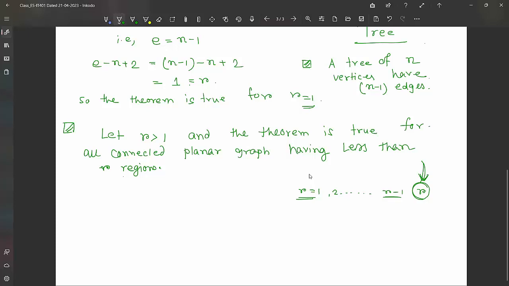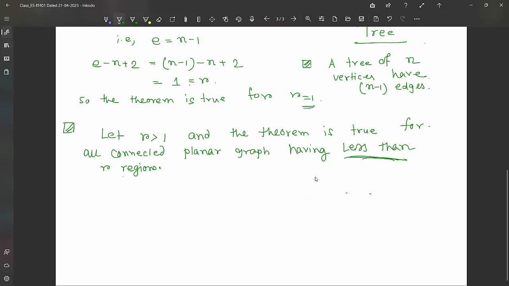So that's why we take let R greater than 1 and the theorem is true for all connected graphs having less than R regions. That means having up to R minus 1, this theorem is true. We take that by using the induction method. Now we show that for R it also holds. Now the question is, less than what, as number of R regions.